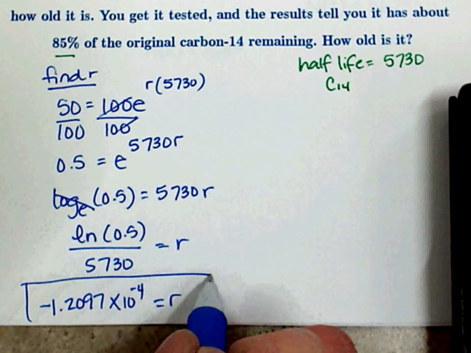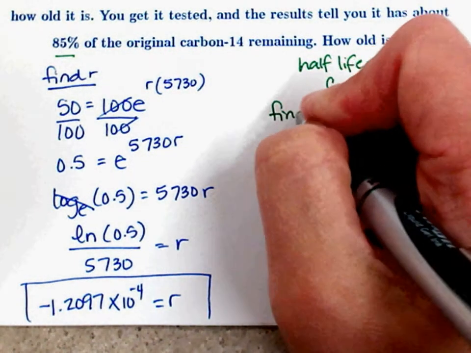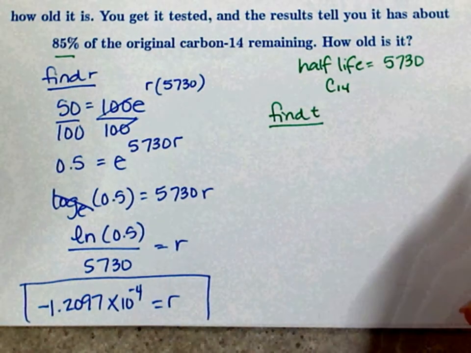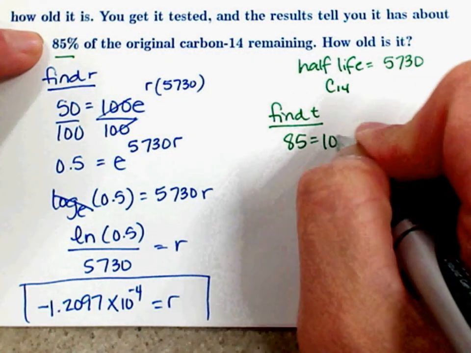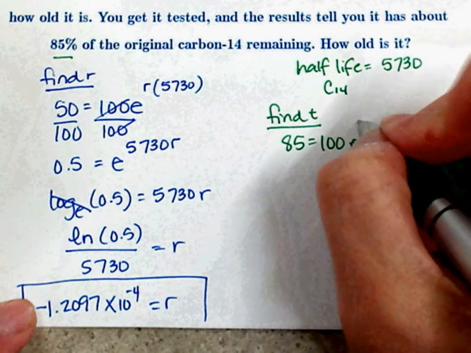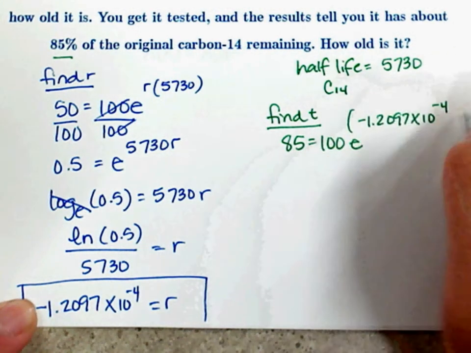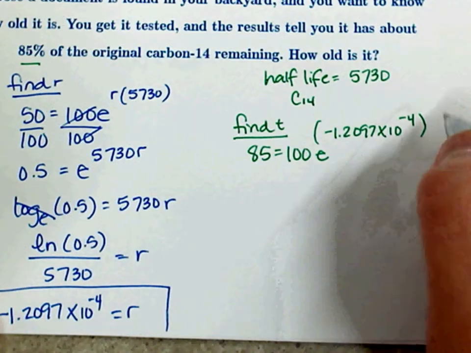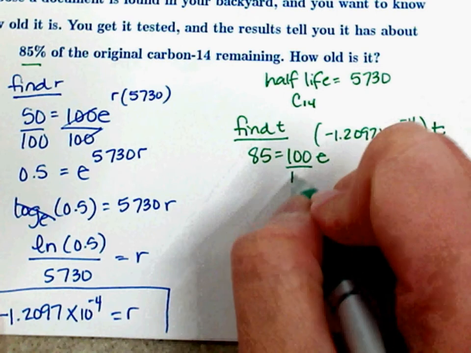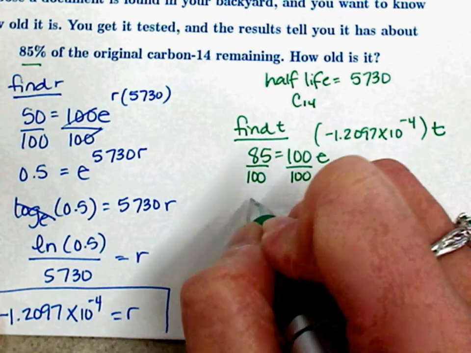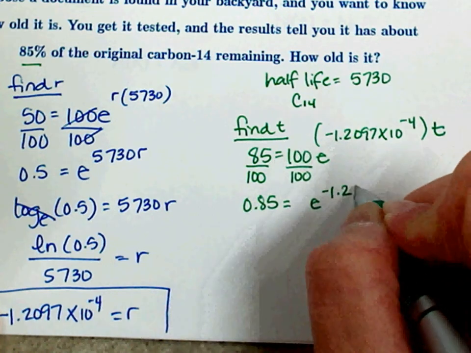Step number 2. Find the time now that you know what the rate is. They say there's 85% left. At the rate of negative 1.2097 times 10 to the negative 4. And if you want to put parentheses to help you, please do so. And I want to know what the t is. Okay? Divide both sides by 100. 0.85 equals e to the negative 1.2097 times 10 to the negative 4 t.